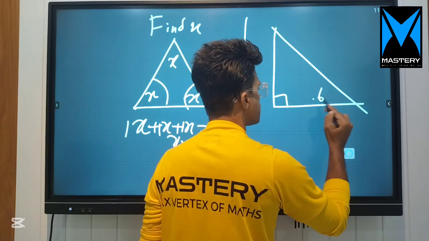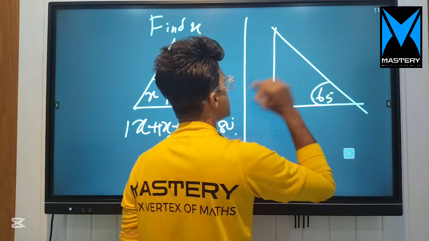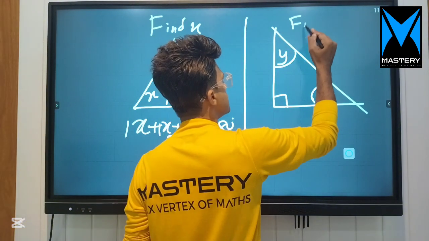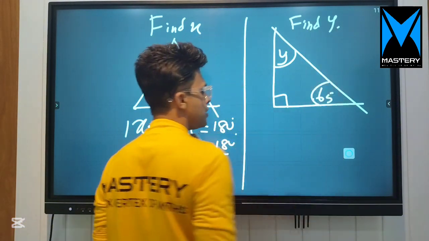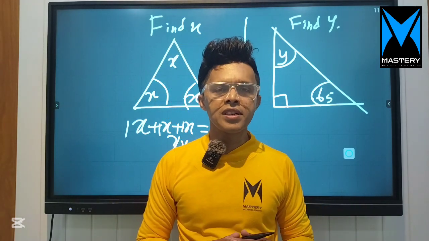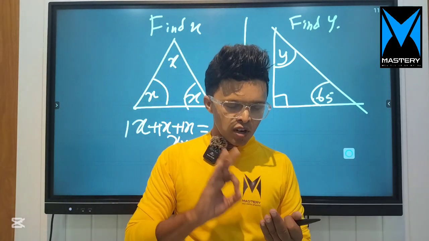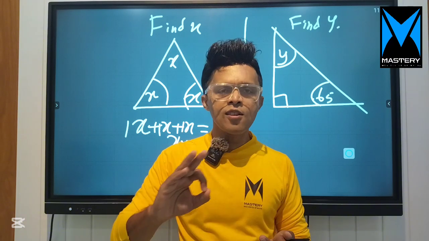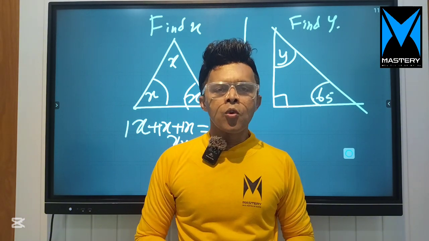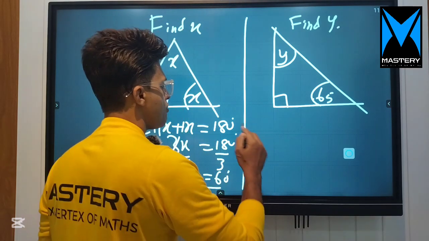How about this one? This is 65 degrees, this is 30, this is y. How do we get the value of y here? Find y. Here is a triangle, and you've been told the sum of interior angles of a triangle. What you need to do is pause the video, and after that you are able to get the value of the unknown term. So let's get the value of y.